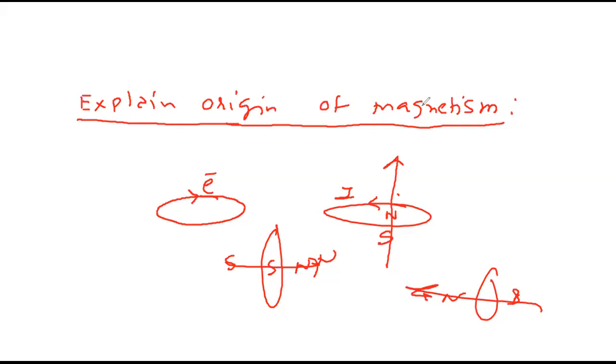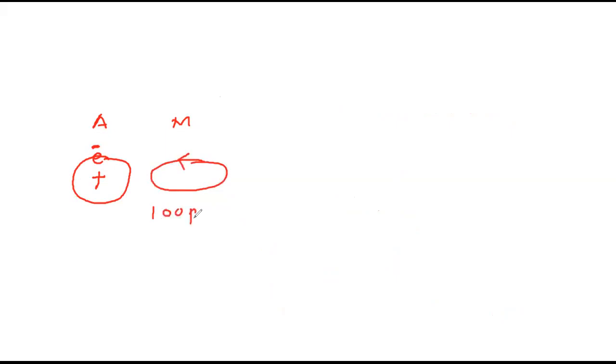So every substance consists of large number of atoms and molecules. In each atom, there is positively charged nucleus and electron revolving around the nucleus. So I can say circulating electrons are like current carrying loop of certain dipole moment which is perpendicular to orbit of that electron.